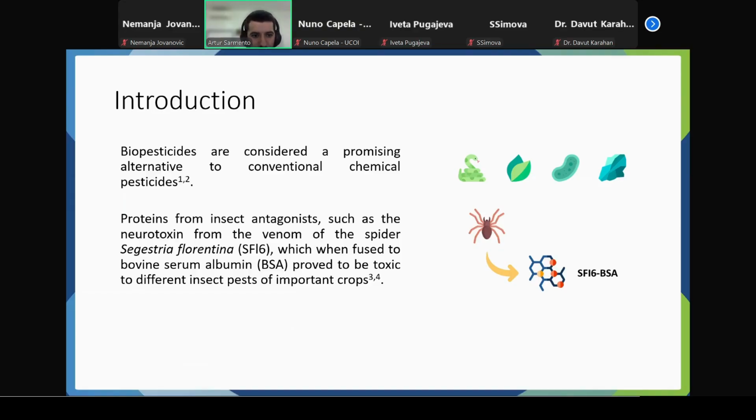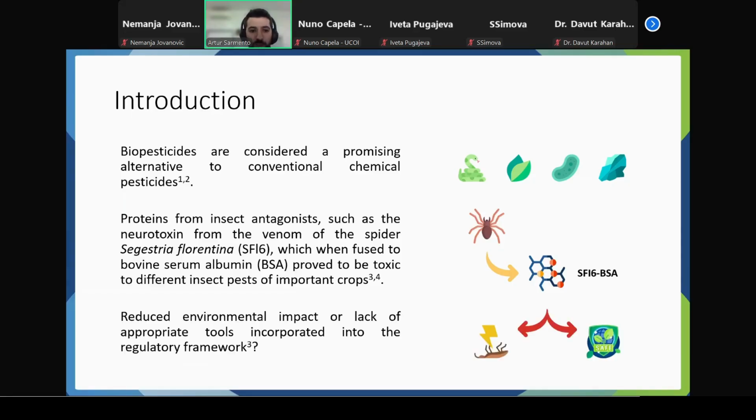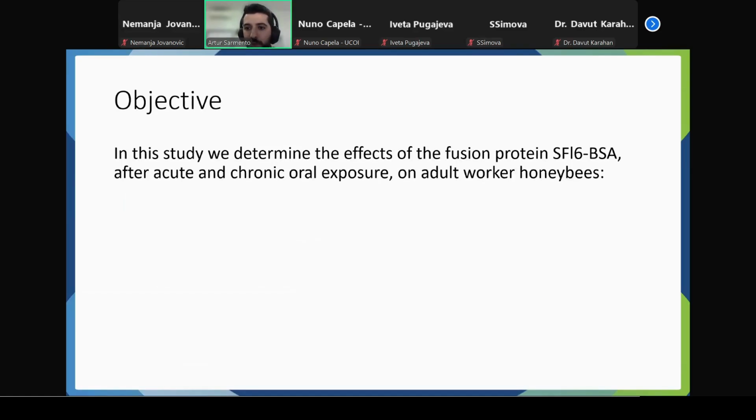But our question was, usually when we talk about biopesticides, we talk about a reduced environmental impact. But is this true? Do they really have a reduced environmental impact, or do we lack appropriate tools incorporated in the regulatory framework to prove that they have an effect? And that was the main objective of this work.